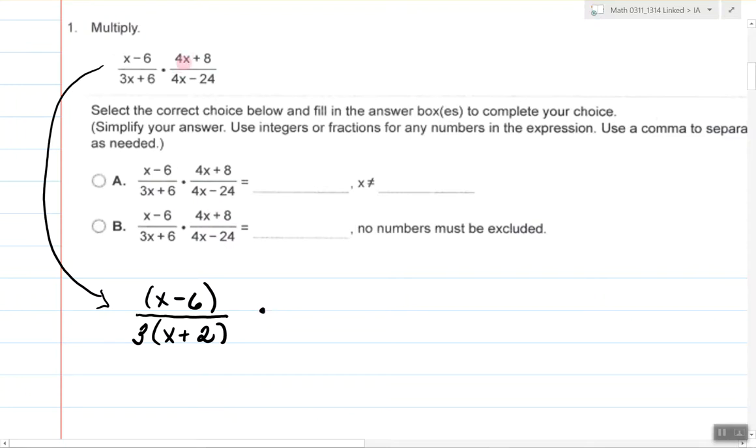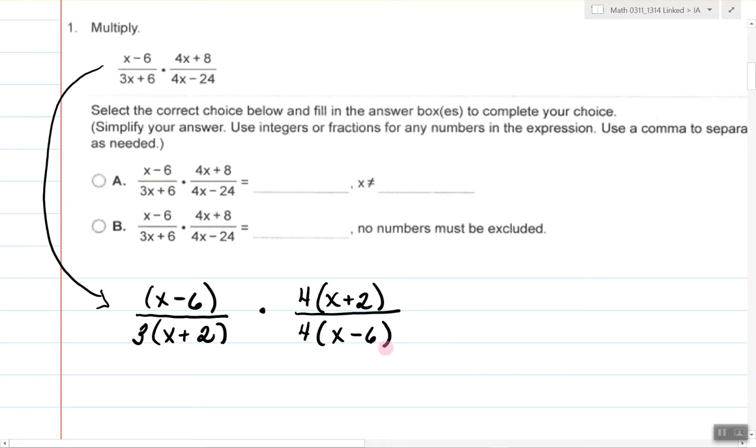Next one, I have 4x plus 8, which has a common factor of 4. And when I divide 4 into each of those, I get x plus 2. Denominator, I have a common factor there of 4. And 4 goes in there x times, 4 goes in there 6, so it's x minus 6.